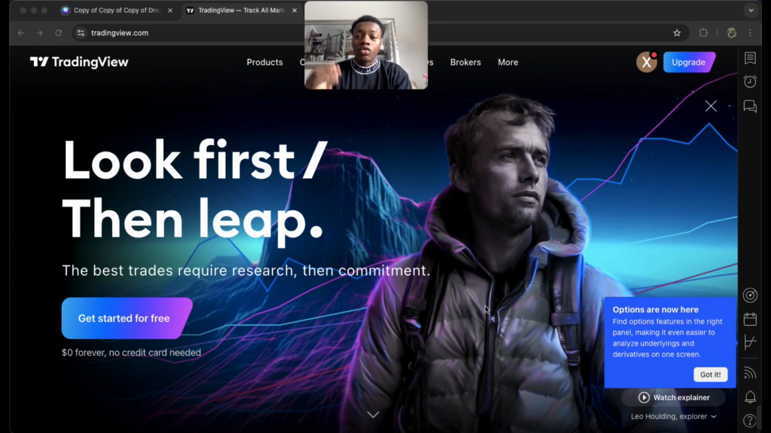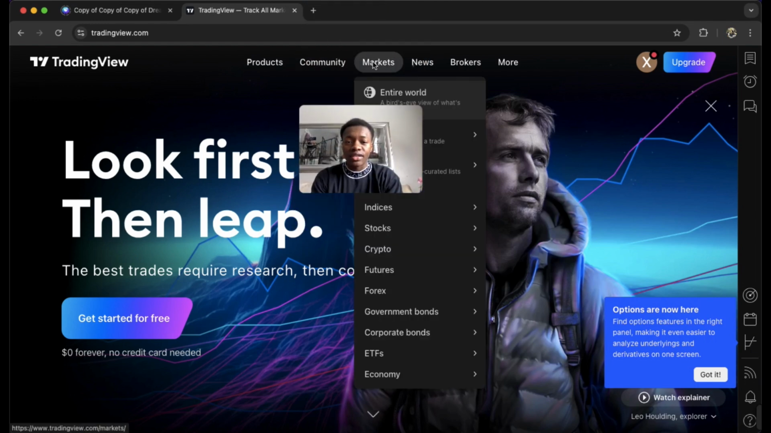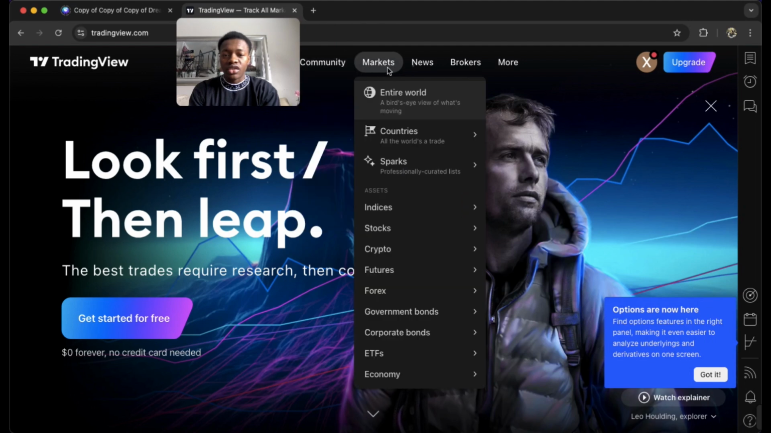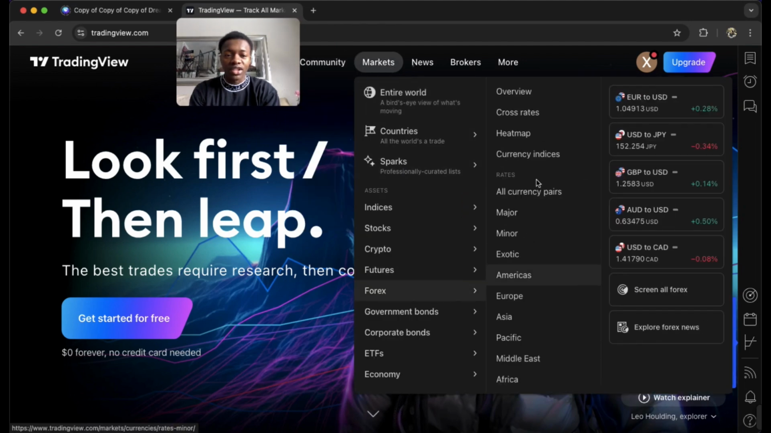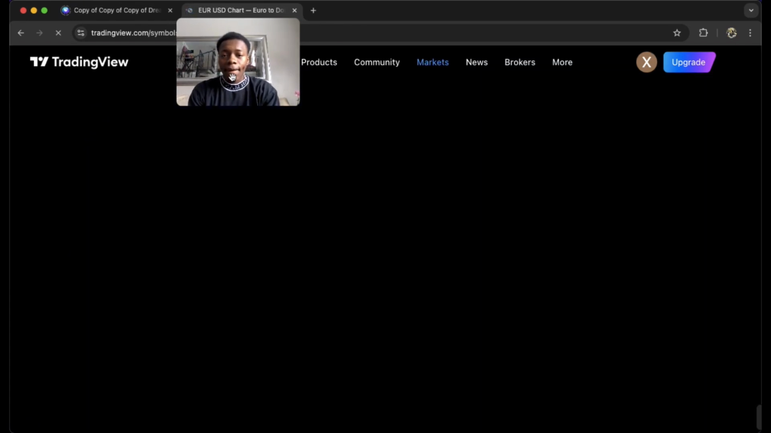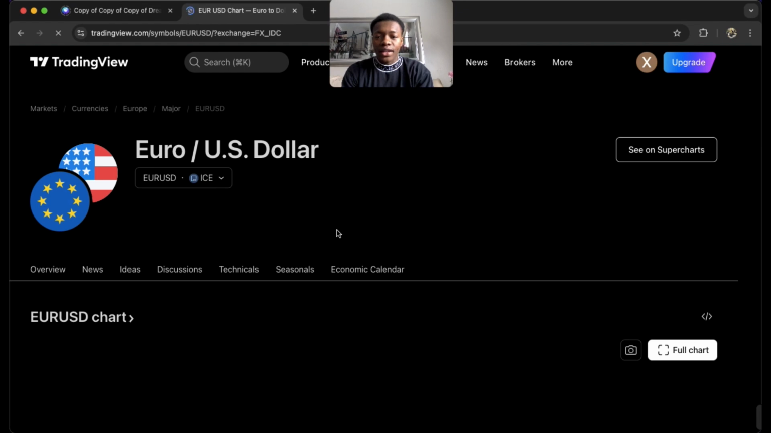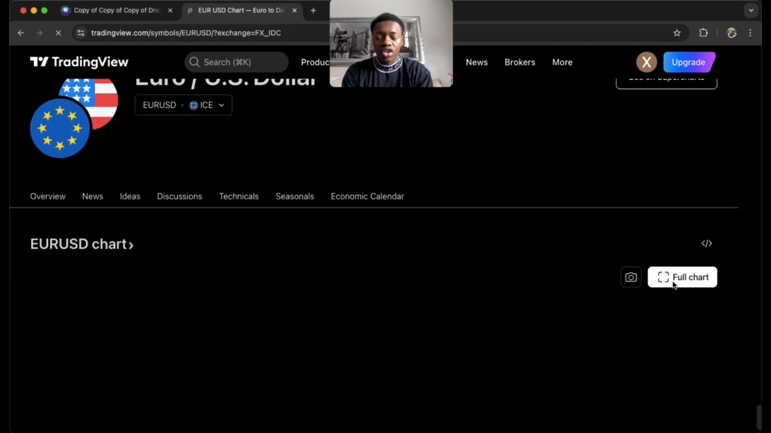All right, you guys. So right now, I actually have the TradingView platform pulled up. And what we're going to do is find us a market, and start to identify something. So let's just do Forex. I feel like Forex is literally one of the best markets to actually get into. We'll just go to a major, Euro USD, and then we'll open up the chart.